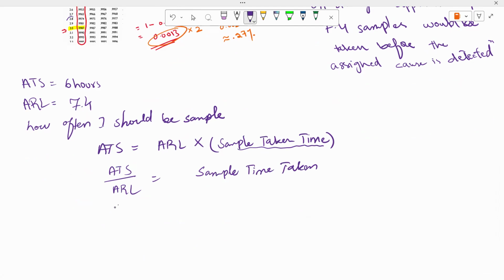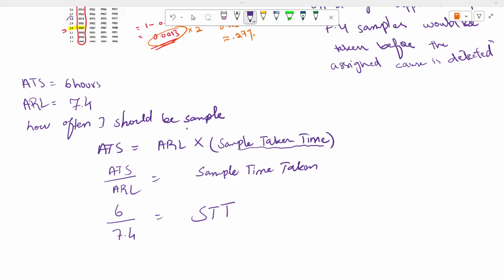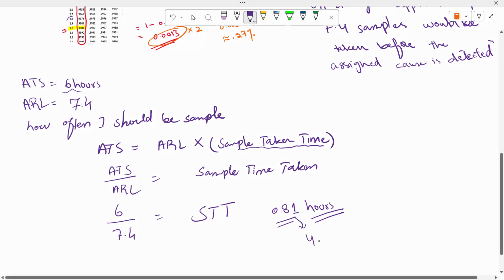So if your ATS is 6 hours and your ARL is 7.4, if you divide them, you will get STT, the sample time taken. And you will get 0.81 hours because we are dealing in hours, 6 hours. So this 0.81 is your answer, right? And you can convert it into minutes. That would be approximately 49 minutes.